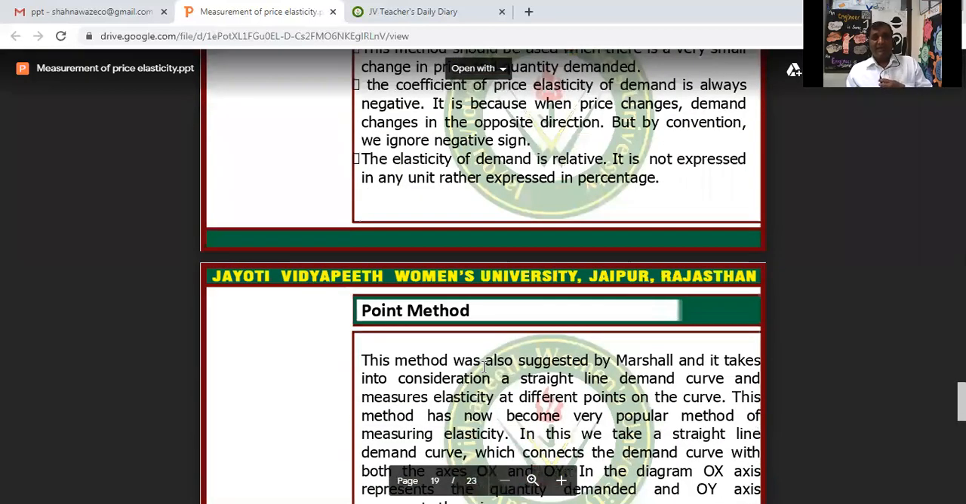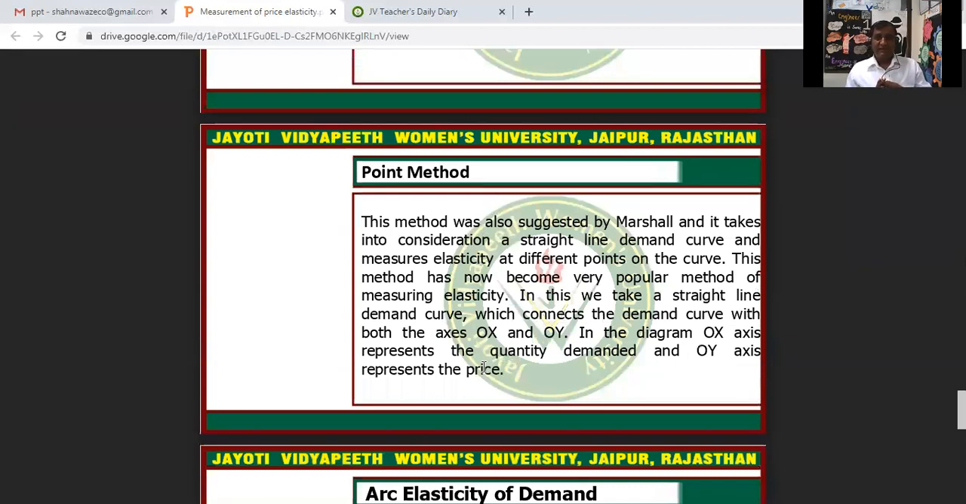Point method. This method was also suggested by Marshall, and it takes into consideration a straight line demand curve, and measures the elasticity at different points on the curve. This method has now become a popular method of measuring elasticity. In this, we take a straight line demand curve, which connects with both the axes, the x-axis and the y-axis in the diagram.